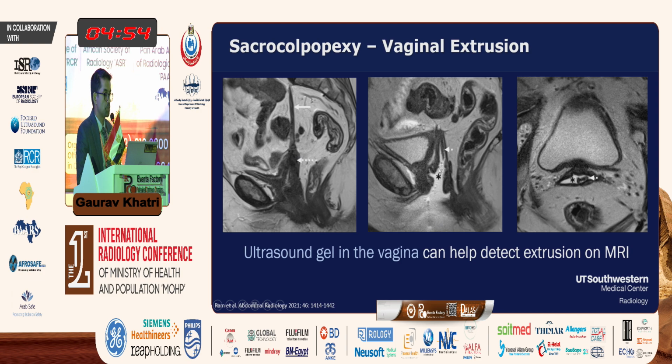When we place the vaginal gel, you can actually now see that the mesh is inside the vaginal lumen. This is abnormal. This case is published in a paper with some of our colleagues, and this was done from their institution. So it's a very nice case showing the utility of using vaginal gel when you're suspecting erosion or extrusion of mesh into the vagina.